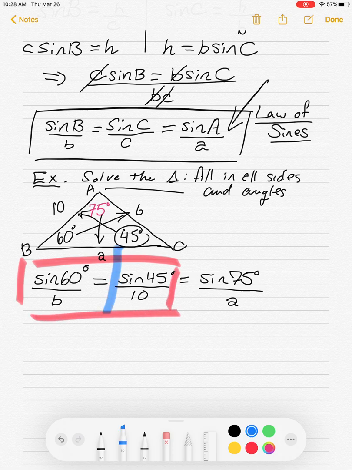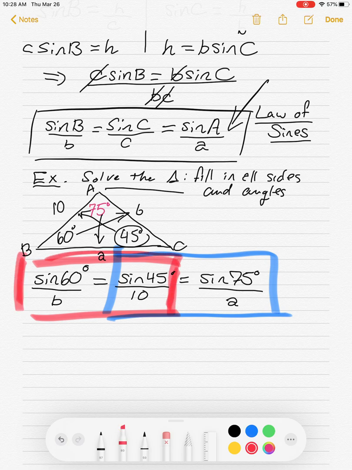I could use this one and this one. Let's see if both of those would work. So this guy, well, let's see, I'd have only one unknown. It would be this. That would work. Or this one, well, there I'd have only one unknown again, so that pair would also work.